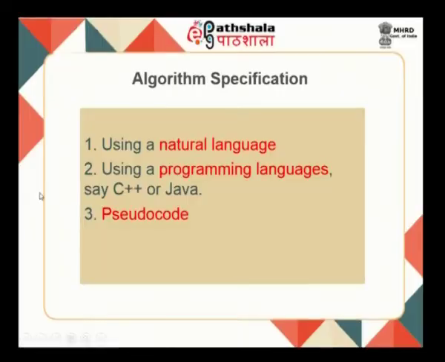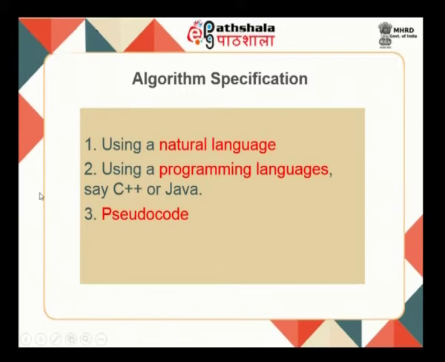For this reason we have three choices. This way of representing the algorithm is called algorithm specification. There are three ways in which an algorithm can be specified. Number one is we can use natural language. By natural language we mean languages like English or any other natural language to explain how the task has to be carried out.